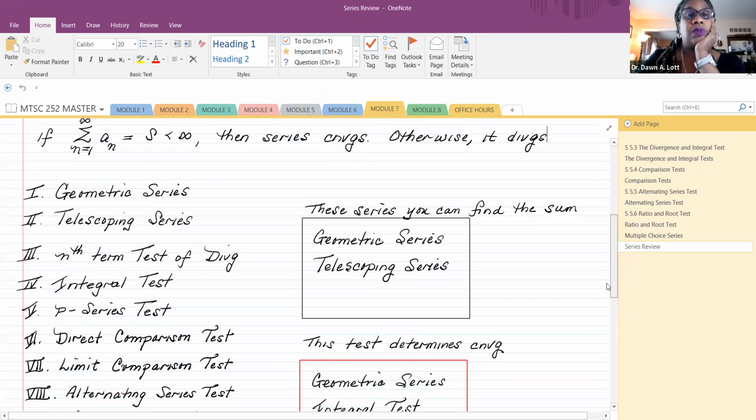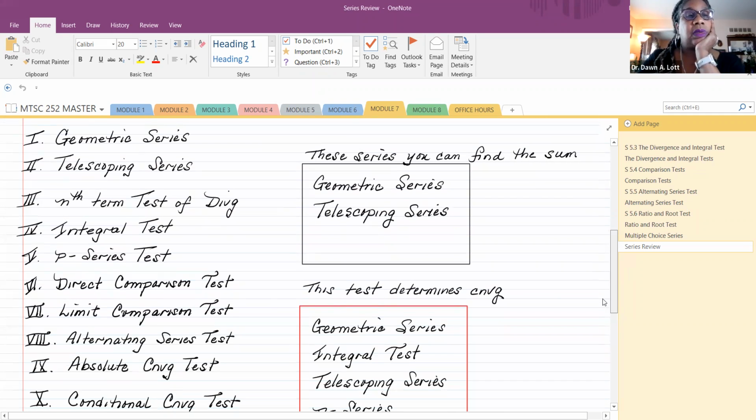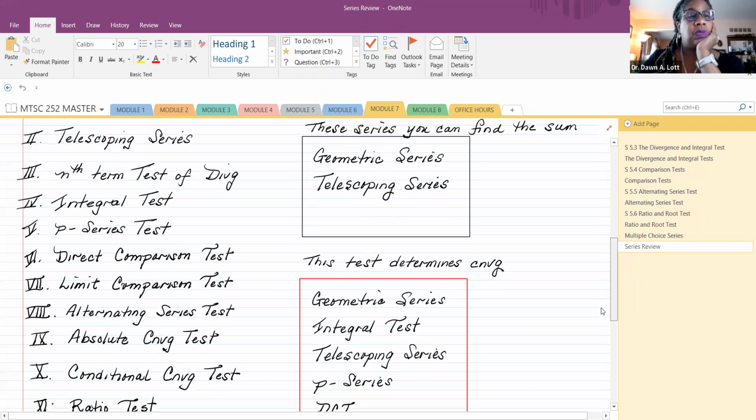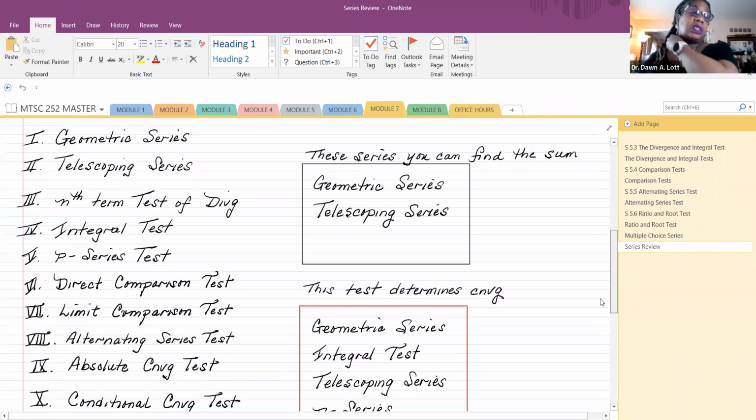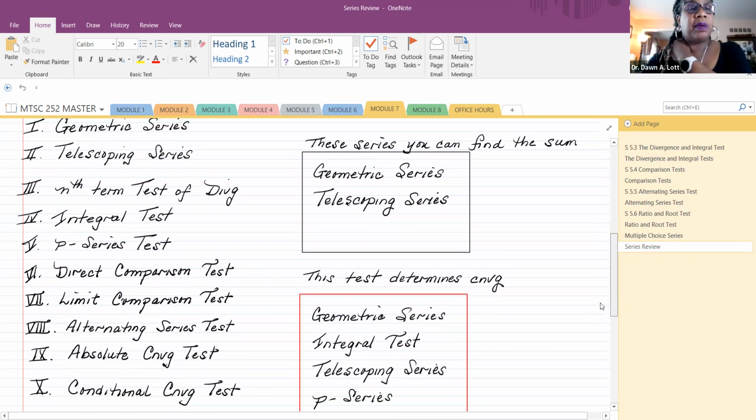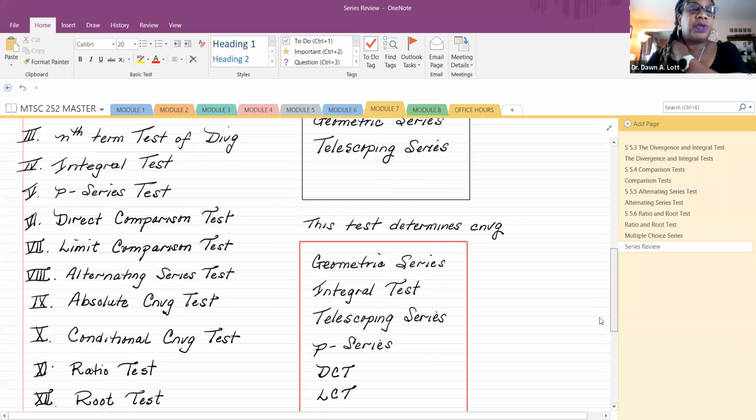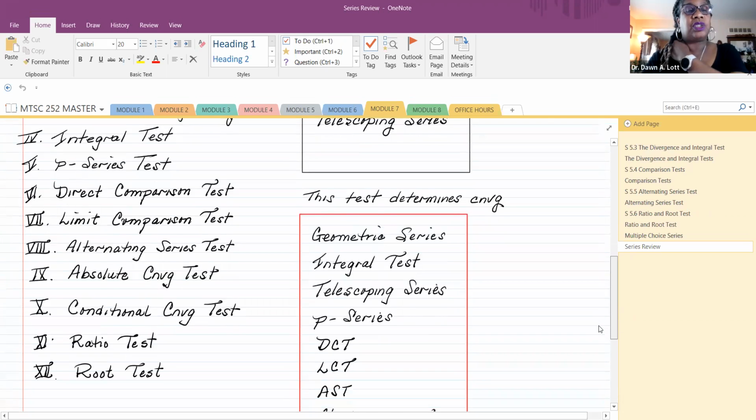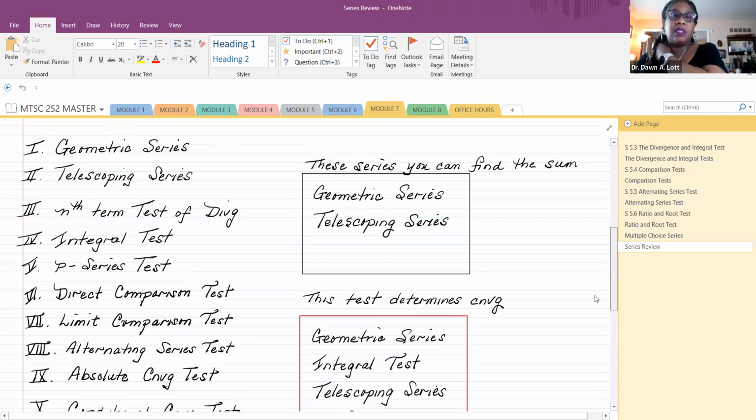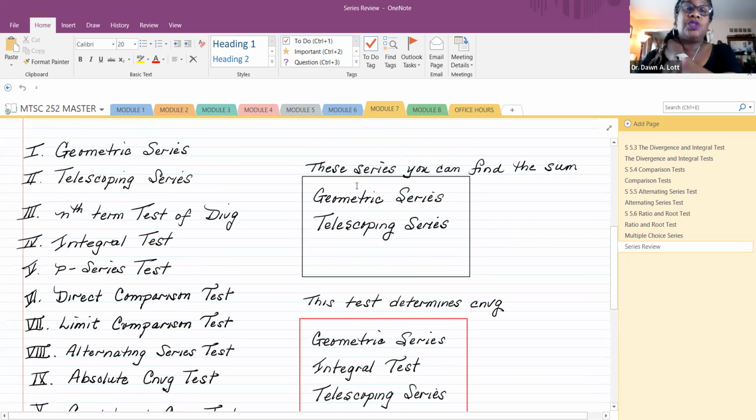Okay, so we talked about 12 tests. I can't fit them all in the screen, but I can get most of them there. We had the geometric series test, the telescoping series test, the nth term test of divergence, the integral test, the p-series test, the direct comparison test, the limit comparison test, the alternating series test, the test for absolute convergence, the test for conditional convergence, the ratio test, and the root test. Of these series tests, only 2 can you actually find the sum of the series. Only 2 of them can you find this actual true sum, and that is if they are convergent.